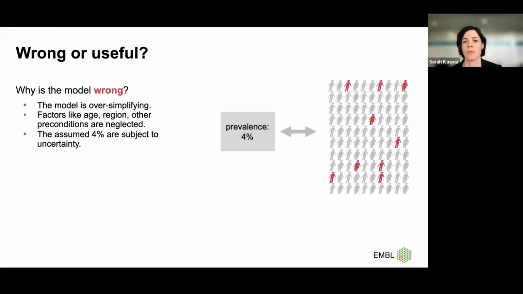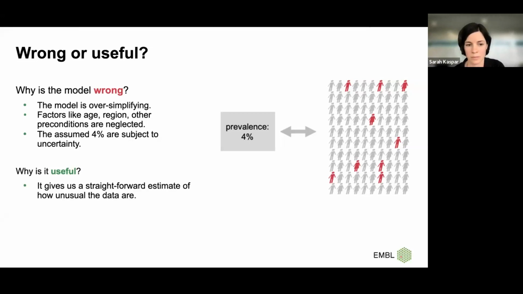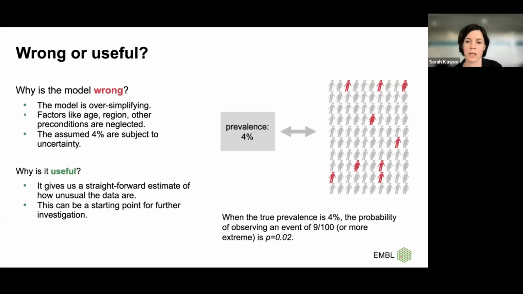So we could say the model is wrong and we don't use it, or we can find that the model is still useful. And I think it is, because it gives us a straightforward estimate of how unusual the data are. And this can be a starting point for further investigation. In this case, we can use the binomial test, which is based on the binomial model, which will tell us that when the true prevalence is 4%, the probability of observing a count of 9 out of 100 or more extreme is 2%, which is very low. This 2% is a p-value, and it might not be exactly accurate, but it's still a rough idea, and you can decide that this is low enough so that you will want to further investigate the precondition that this group of persons has.